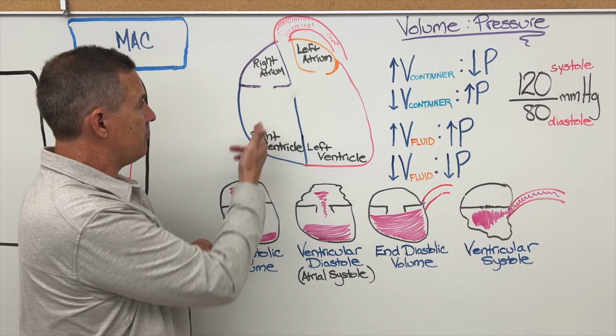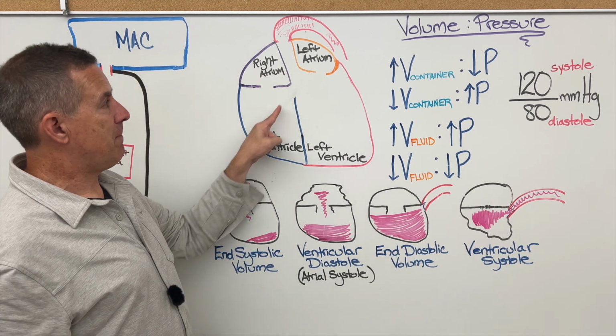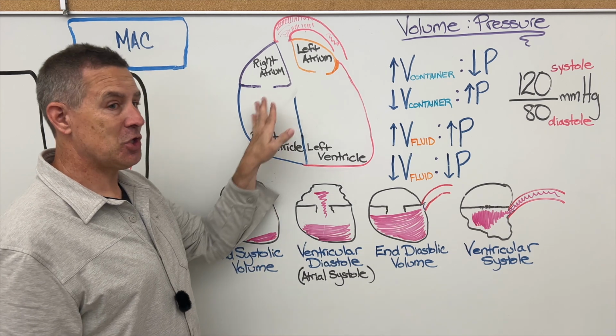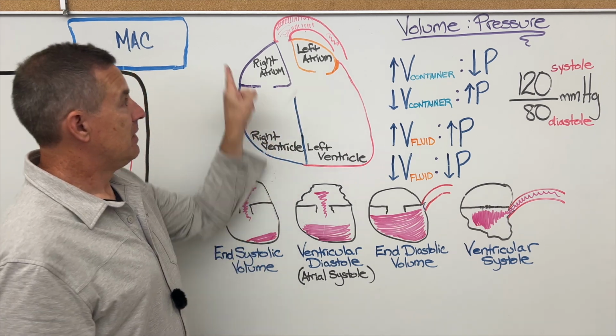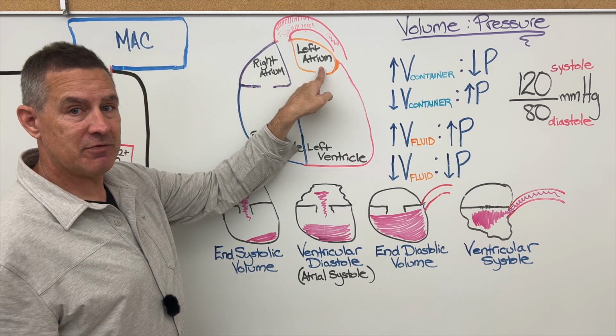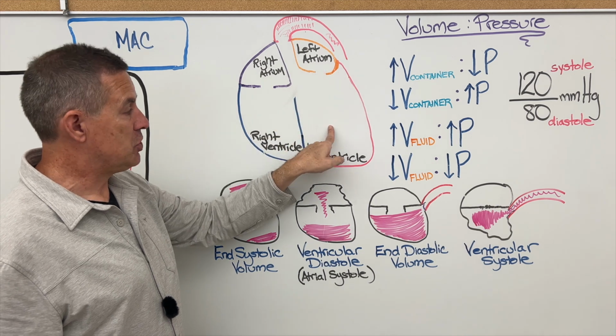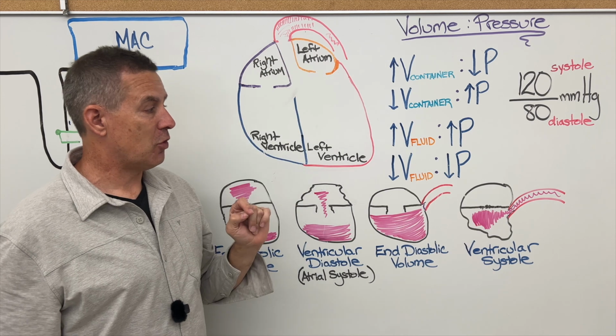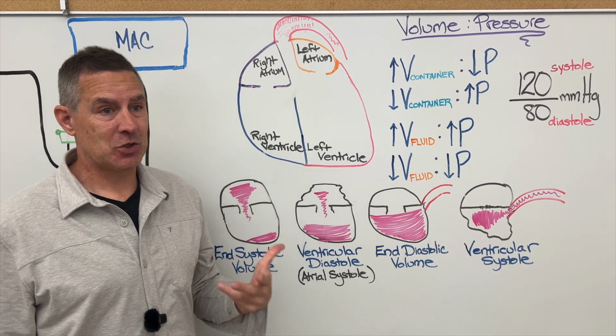Right atrium, right ventricle. The right ventricle is going to pump oxygen-poor blood via the pulmonary arteries to the lungs. I'm not showing the pulmonary artery here. Blood comes back to the heart via the left atrium, to the left ventricle, which pumps oxygen-rich blood out the aorta throughout the whole body. That's the systemic circulation.